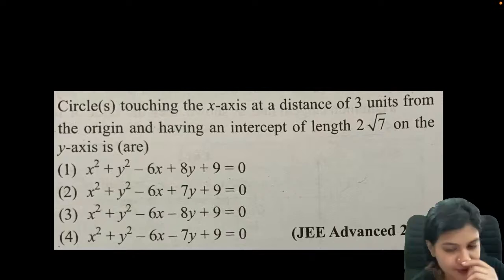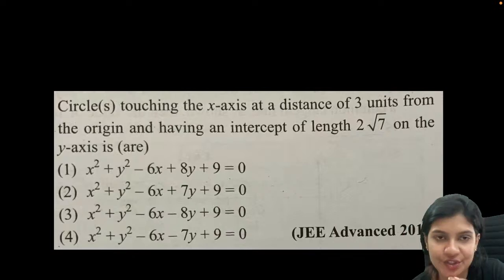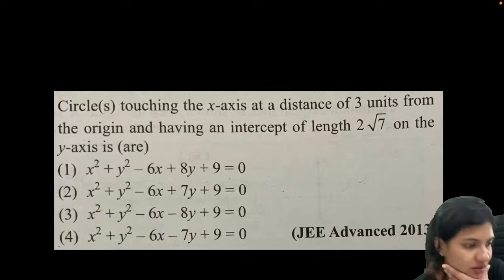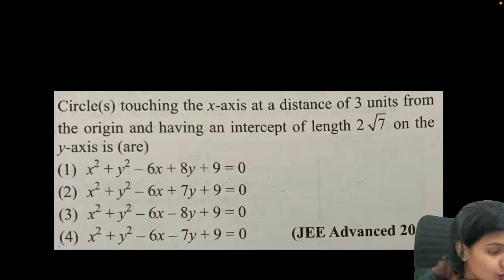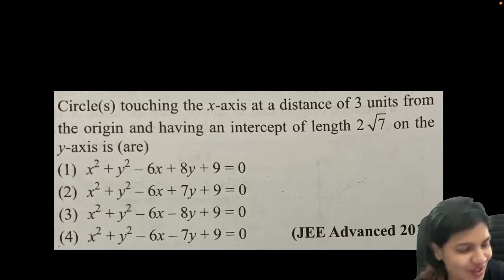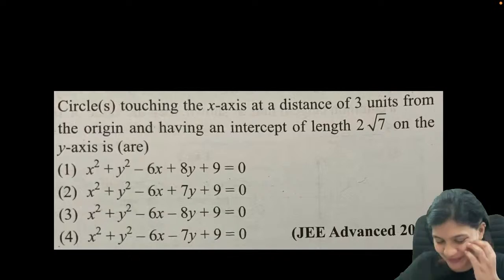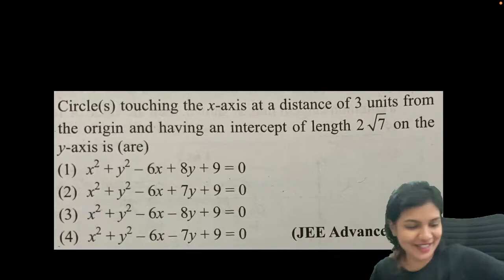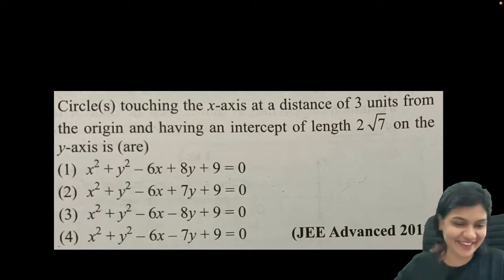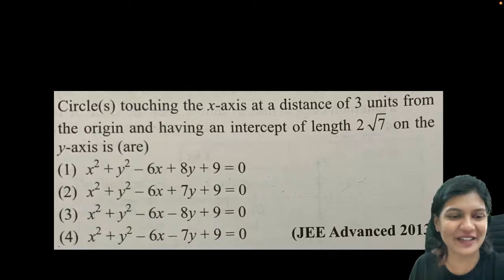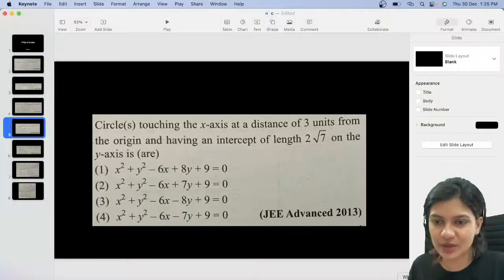Triangle gets formed at a distance of 3 units from the origin. And having an intercept of 2 root 7. Okay, you have already given the answers 1 and 3. Very good, Kishore. The right answer is options 1 and 3. Good. Let me discuss the solution for others. Perfect. Good work.